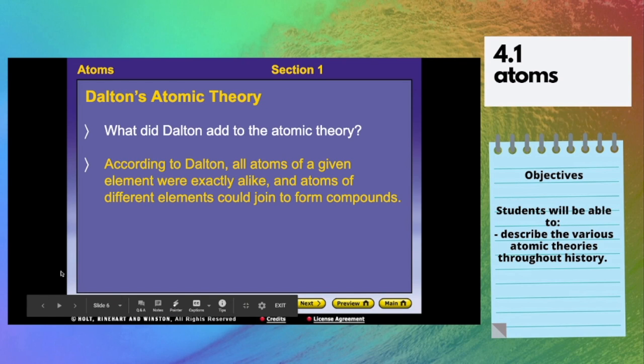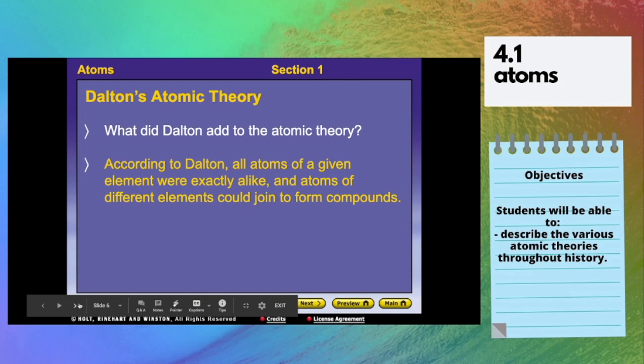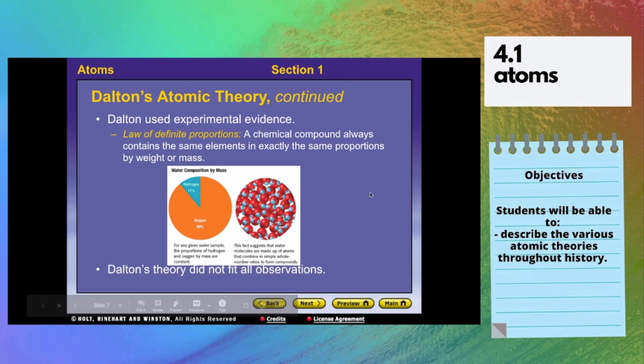According to Dalton, all atoms of a given element are exactly alike, and atoms of different elements could join to form compounds. So unlike Democritus, Dalton did have experimental evidence. He developed the law of definite proportions, where he said a chemical compound always contains the same elements in exactly the same proportions by weight or mass.